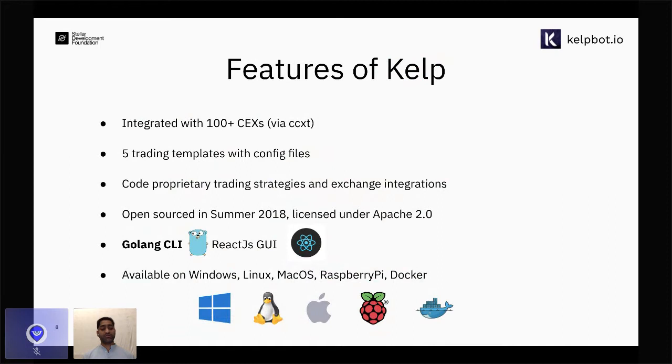So there are some advantages to using Golang versus many other bots which are written in either Node.js, Python, or maybe C++, which is harder for developers to work with. Kelp is also available on various platforms like Windows, Linux, Mac, Raspberry Pi, and Docker. So you really have pretty much a lot of what you need to run a trading bot wherever you want.